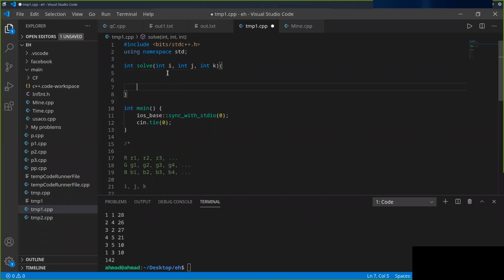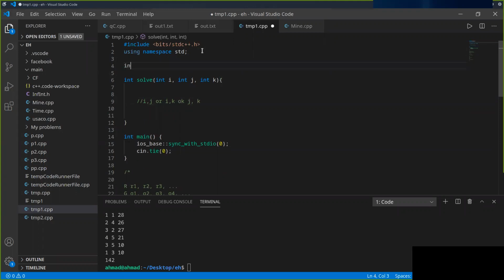Let's now again forget about the base case, and then we'll have three pairs: either I with j, or I with k, or j with k, right? So let's try them.